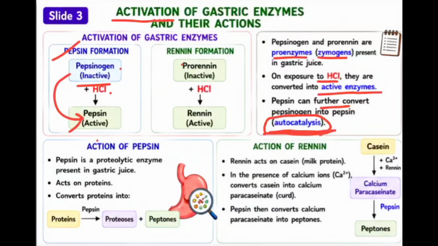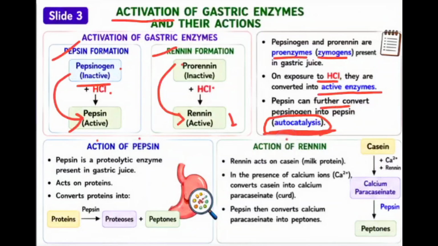Now let us discuss renin formation. Prorenin is another inactive enzyme found in gastric juice. When exposed to hydrochloric acid, prorenin is converted into active renin. Renin plays an important role in the digestion of milk proteins. This enzyme is especially significant in infants who consume milk as a major food source. Now let's understand how these enzymes digest the proteins.